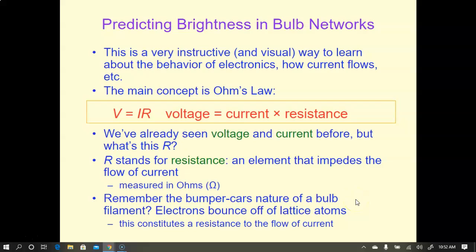So think about what we talked about before with the bulb filament and how it's kind of working like the bumper cars at Cedar Point, bouncing off of each other and everything like that. Electrons are bouncing off of the lattice work structure of the atoms in the metal that they're traveling through. And because of that, they're blocking the flow of current, so they're providing a resistance. So that's basically, in a nutshell, what is going on with resistance.